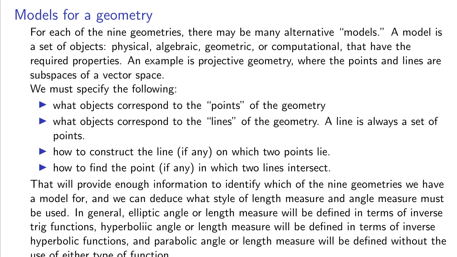In general, if you have elliptic angle measure or elliptic length measure, that will be defined in terms of inverse trigonometric functions. We'll be using the arc cosine function to measure angles in Euclidean geometry. Hyperbolic angle or length measure will be defined in terms of inverse hyperbolic functions. You'll meet these for length in hyperbolic geometry. And if we have a parabolic angle or length measure, as we have the parabolic length measure in Euclidean geometry, that will be defined without the use of either trigonometric or hyperbolic functions.